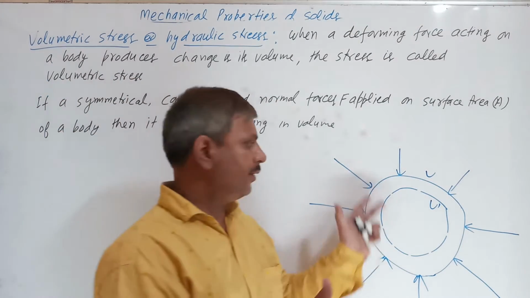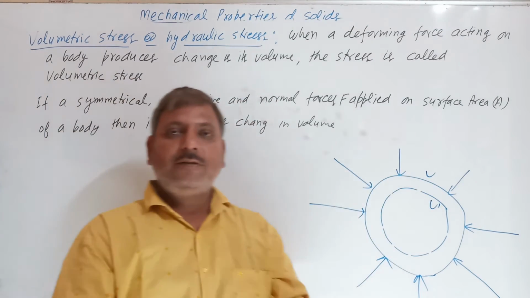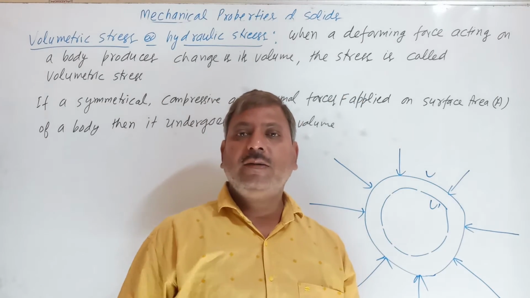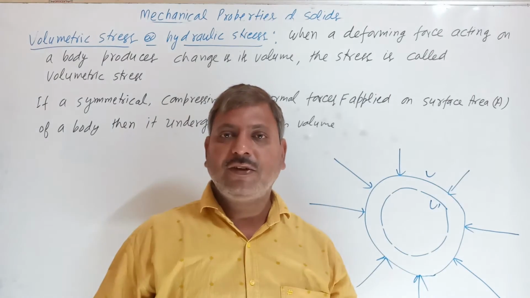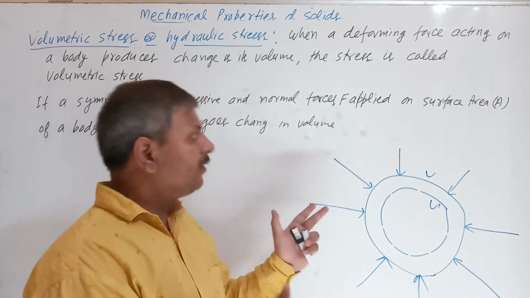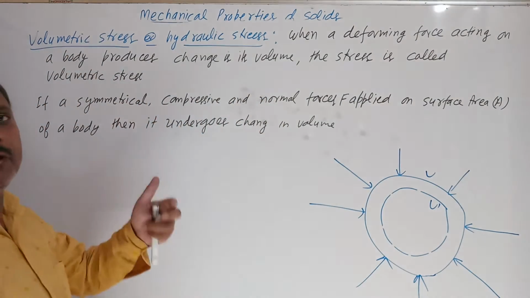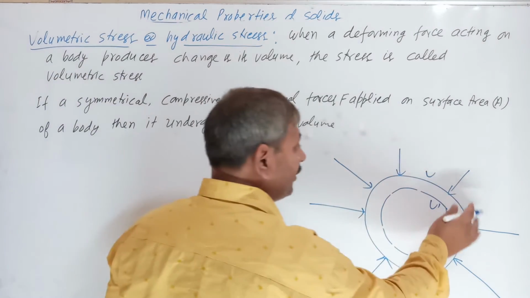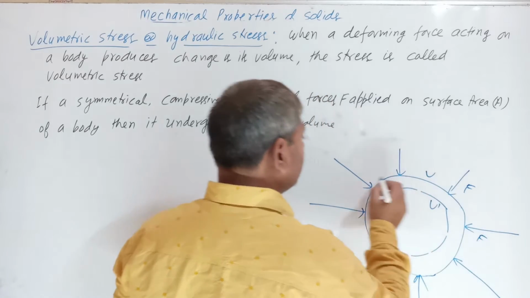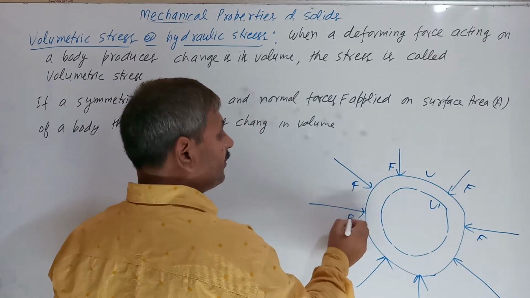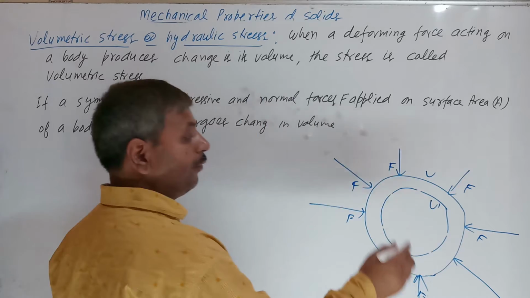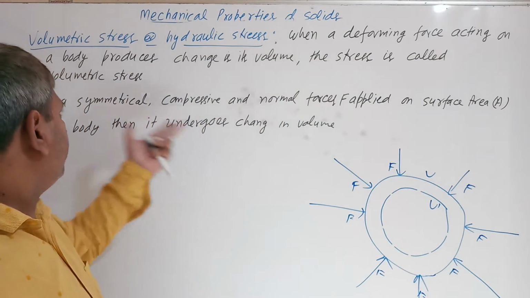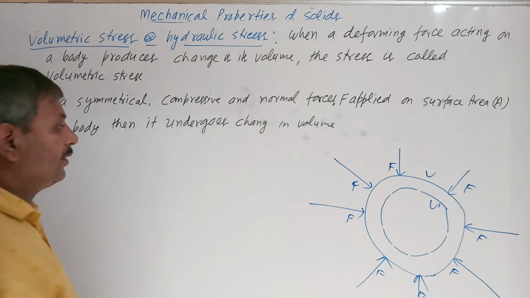For example, if you take a sphere deep inside water, the pressure increases from the surface. So from all sides, symmetrical compressive normal forces will act on the surface area, which will change the volume. This force per unit area is known as volumetric stress.